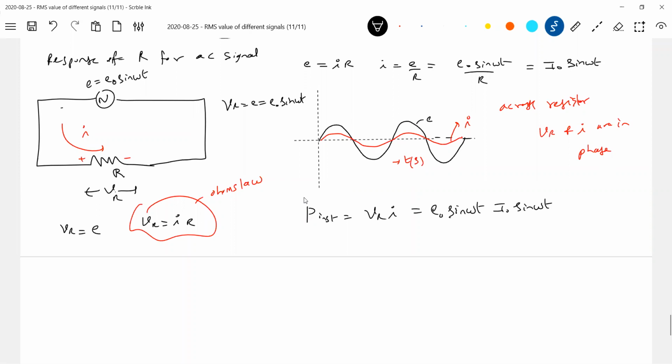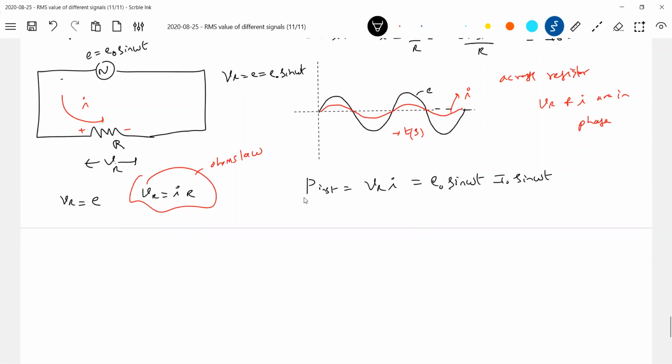omega t. So the instantaneous power is equal to E naught I naught sine square omega t. Let's go for average power. Before average power, let me expand this. It will be (1 minus cos 2 omega t) by 2. Very important. Try to see this.